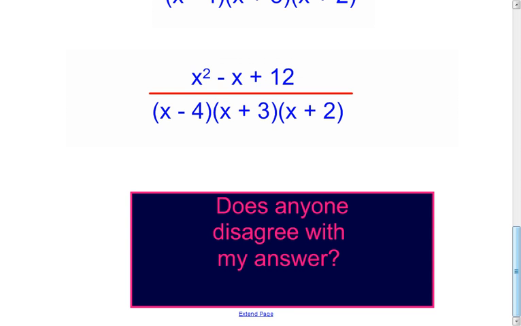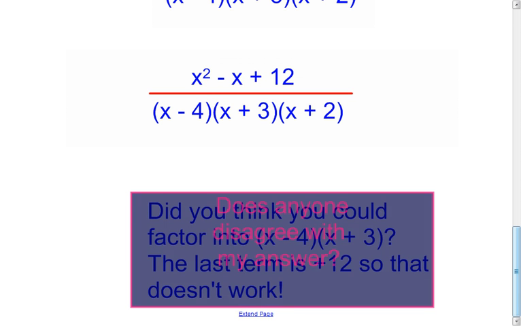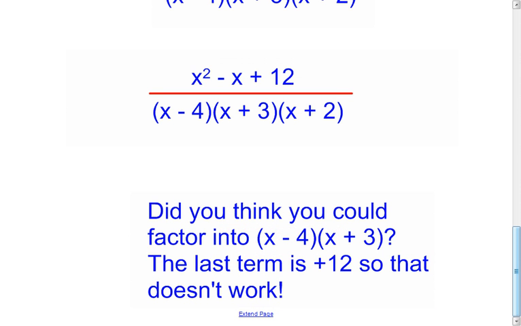And then combine your like terms, and then you want to see if the top factors or not. Did you think you could factor the top into x minus 4 and x plus 3? The last term is positive 12, so that doesn't work. If you have it factored like this, the negative and the positive make negative 12 instead of positive 12 like it needs to be right here. So the top doesn't actually factor on this one, and so your answer is going to stay just like you see it. But we should take into account that x can't be 4, x can't be negative 3, and x can't be negative 2. Okay? And that should do it.